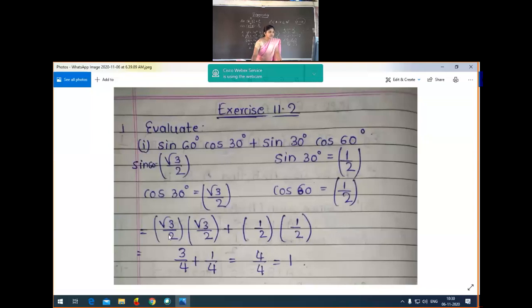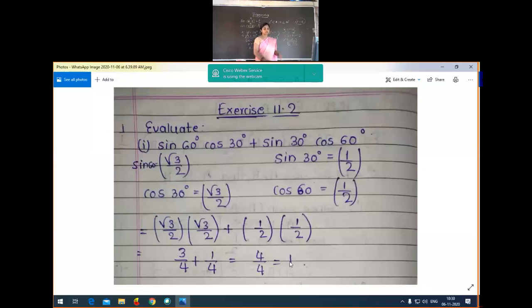Next, root 3 by 2 into root 3 by 2. Numerator to numerator multiplication, denominator to denominator multiplication. Root 3 into root 3, only 3, because root 3 whole square, their square and square root get cancelled. 3 is remaining. 2 2s are 4 plus 1 1s are 1, 2 2s are 4. So denominator is same, just we have to add the numerator. 3 plus 1, 4. 4 by 4, the answer is 1.